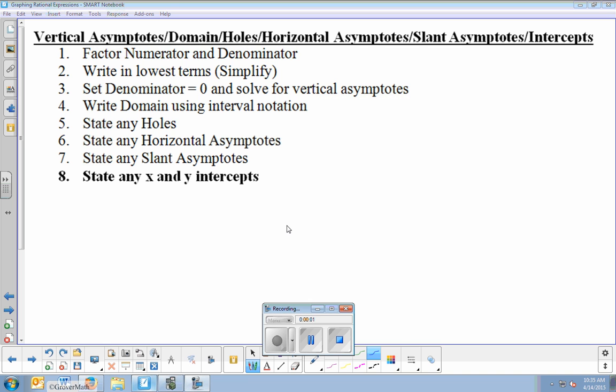X and Y intercepts, pre-college. All right, this is the final step before we get to actually graphing these things. So we factor the numerator and denominator, we write it in lowest terms, we find vertical asymptotes, we find holes, we state the domain, we've determined if there are any horizontal asymptotes or slant asymptotes, and finally we're ready for the x and y intercepts.